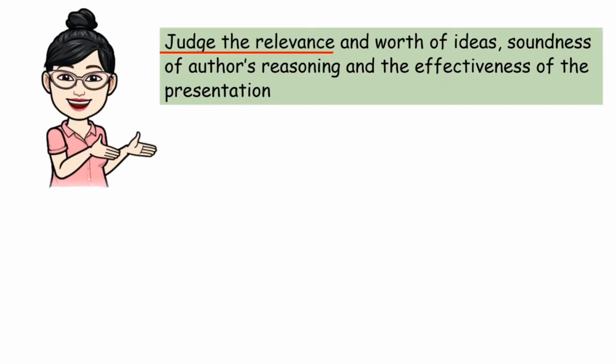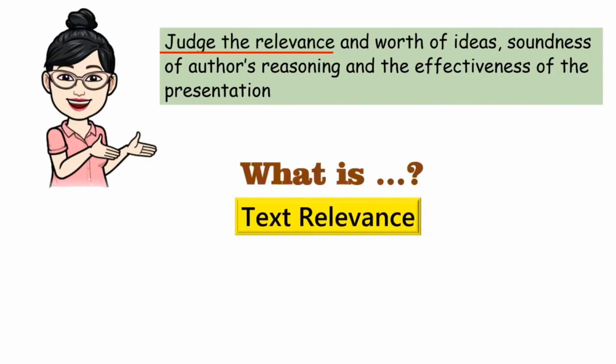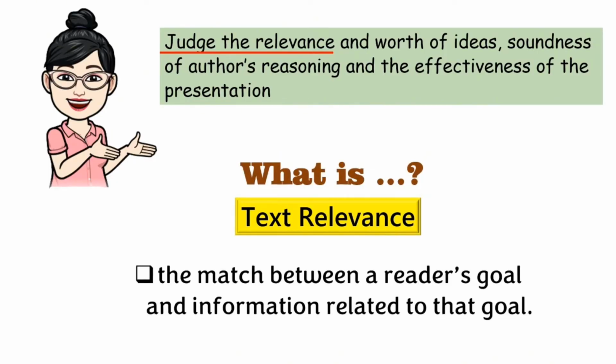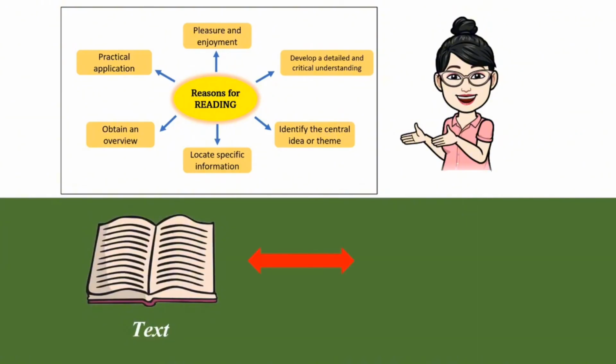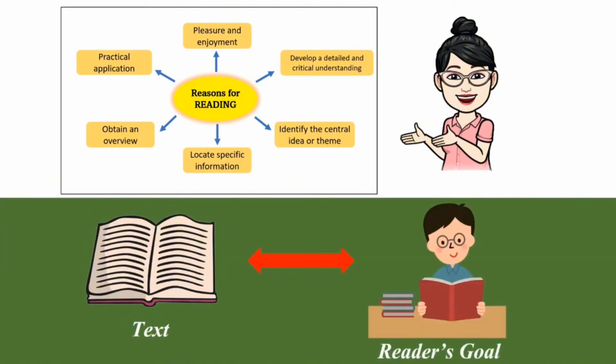Going back to the target objective of this lesson, let us first determine what text relevance means. Text relevance refers to the match between a reader's goal and information related to that goal. Di ba nga, sabi natin kanina, people read for different reasons? Now, for us to say that a text is relevant to the reader, the text should match the reader's goal.